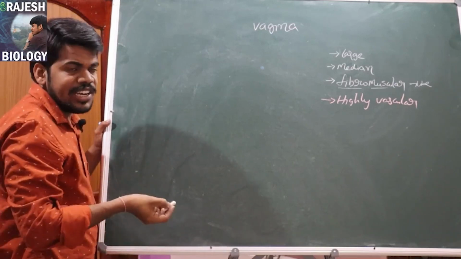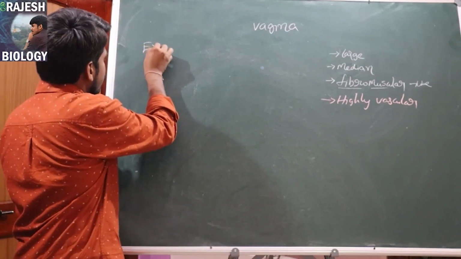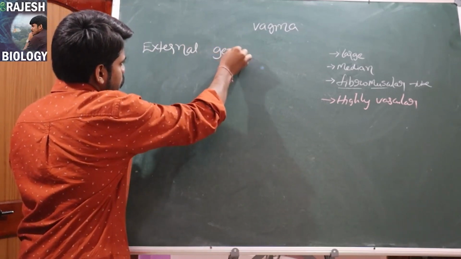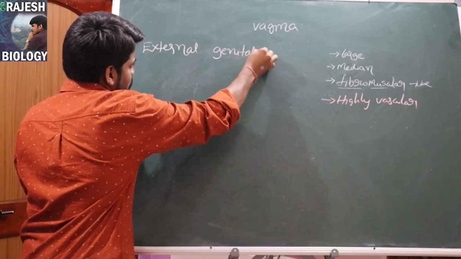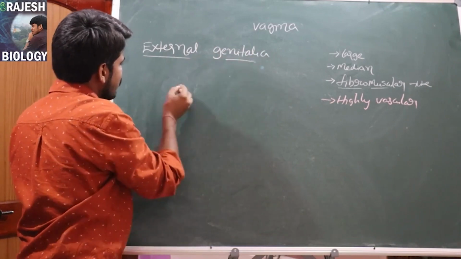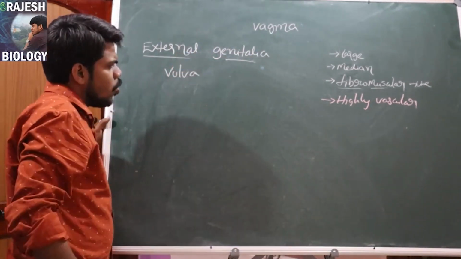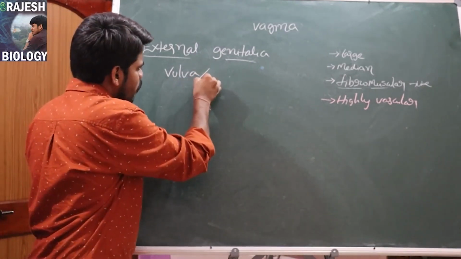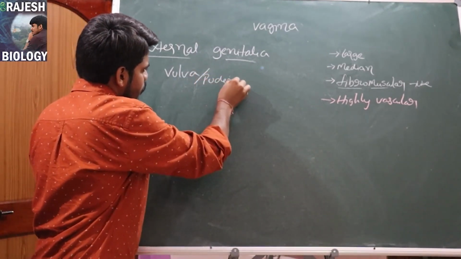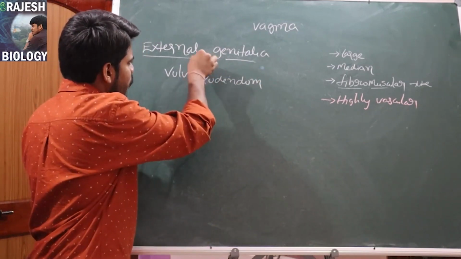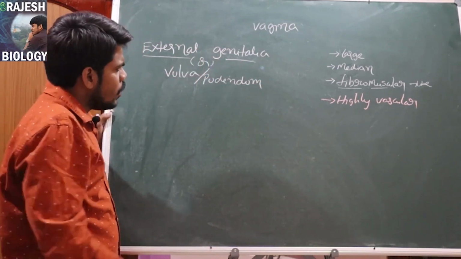Next, external genitalia. External genitalia consists of the vulva. The vulva is also called what? Pudendum. External genitalia is nothing but the vulva or pudendum.